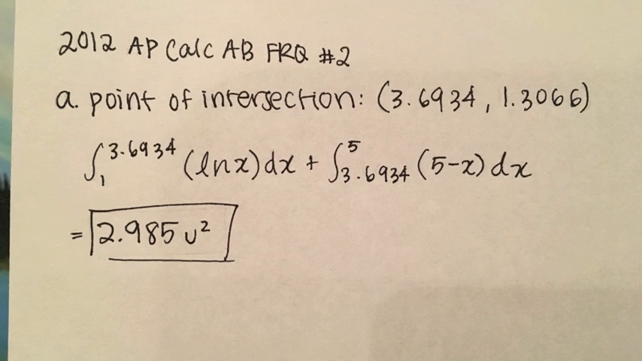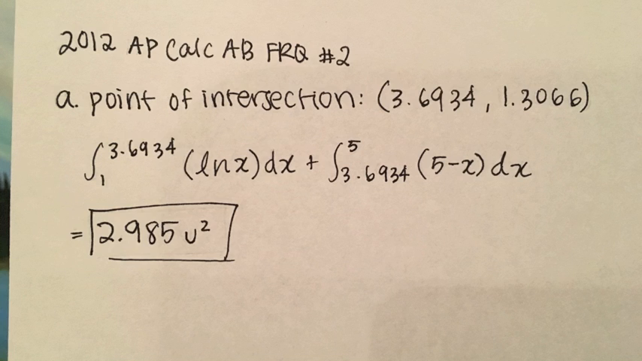We need to use two separate integrals because there's two top functions. When we write it out, we have the integral from 1 to 3.6934, which is the x value of the intersection point, of ln x dx, plus the integral from 3.6934 to 5 of 5 minus x dx. The reason we need to split this into two pieces is because there's two top functions. Before our intersection point, ln of x is our top function, and then after the intersection point, 5 minus x is our top function. To plug this into your calculator, use math, then press 9, and then plug in all the values that you've written down.